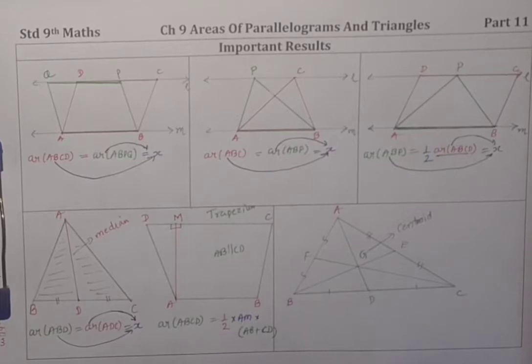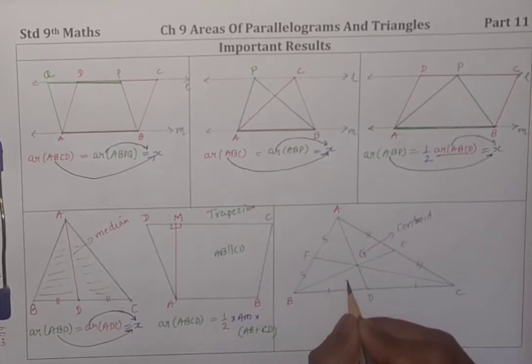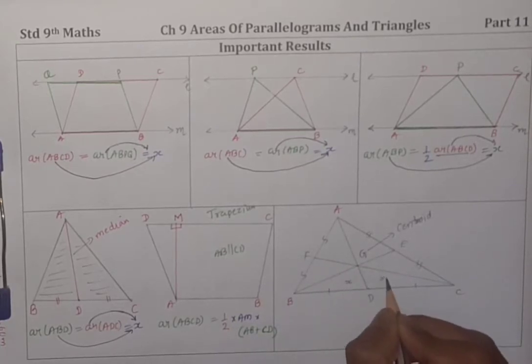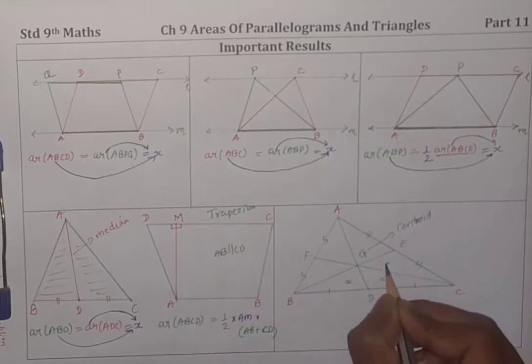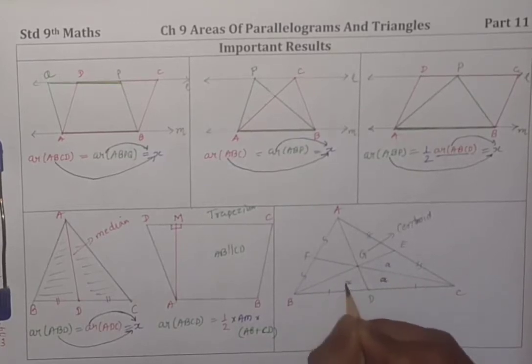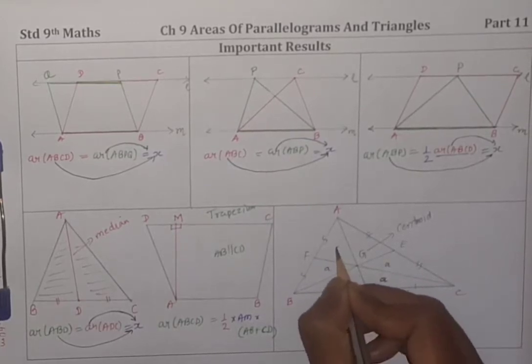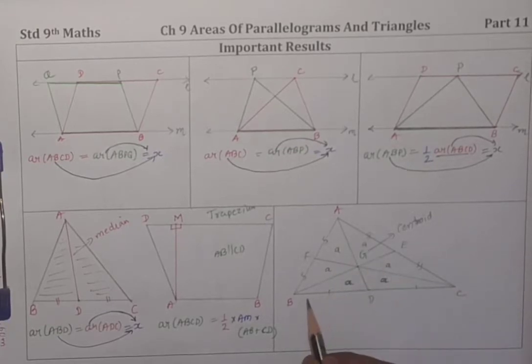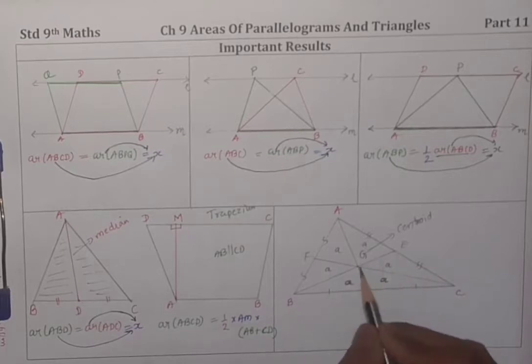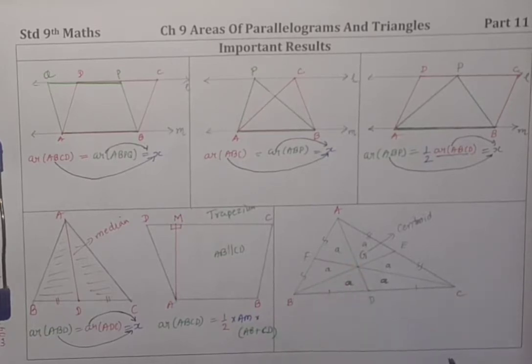All right, children. Now, six triangles are formed and all six triangles have the same area. I'm calling it A. Area of triangle BGD, A. Area of triangle CDG, A. Area of triangle EGC, A. Area of triangle EGA, A. Area of triangle FGA, small a. Area of triangle BGF, that is also A.